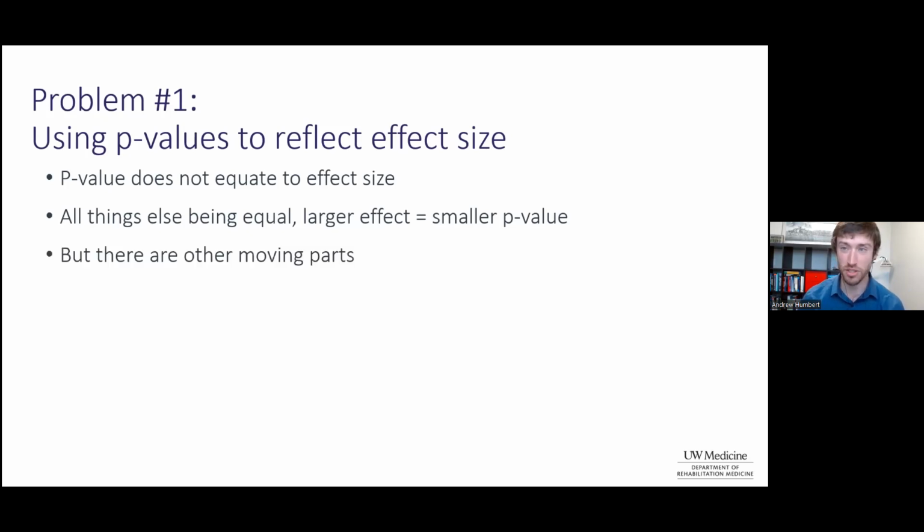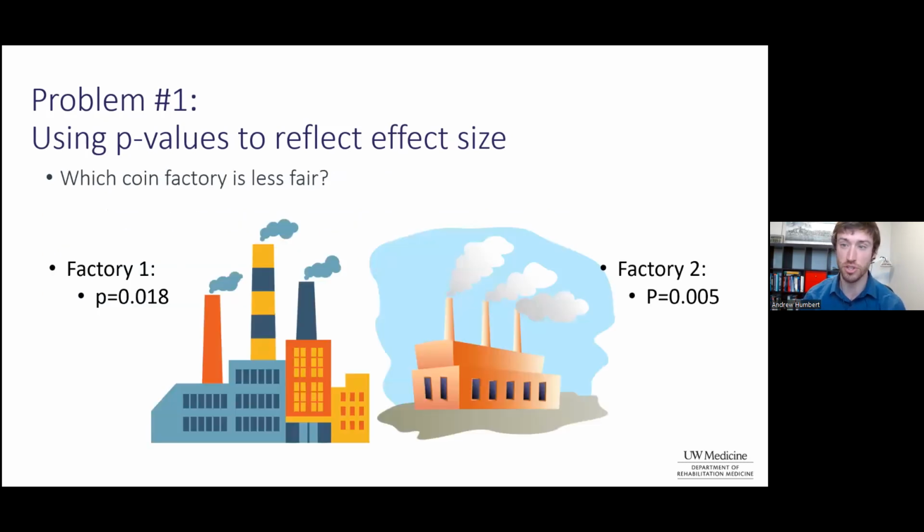And there are other moving parts as well. So precision is going to help drive what that p-value looks like. So we can't just say smaller p-value equals larger effect size, again, because it could be due to the precision as well. So here's a problem, an example that I have to illustrate.